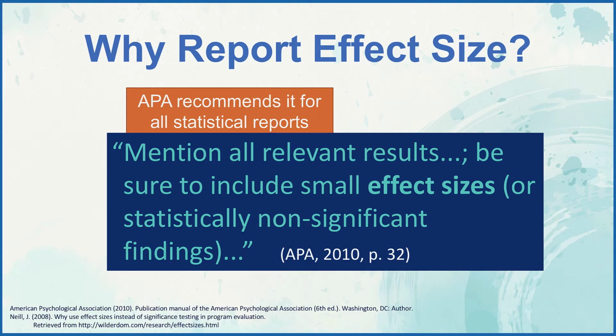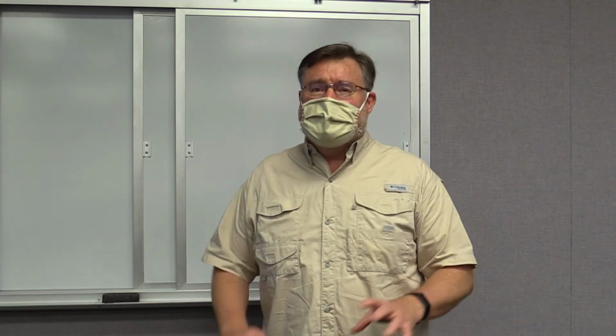Why should you report effect size? Well, the first reason might be as simple as this. APA style recommends it. The APA says, mention all relevant results. Be sure to include small effect sizes or statistically non-significant findings. So having that recommended to us by the APA is important, but maybe you're someone who says, I don't want to be told what to do. Why should I do that just because the APA recommends it? Well, I have other reasons why you should report effect sizes.